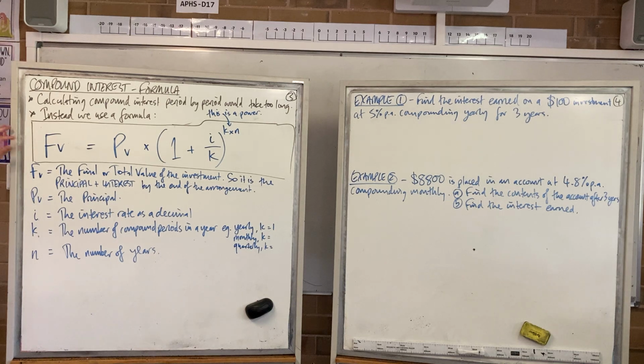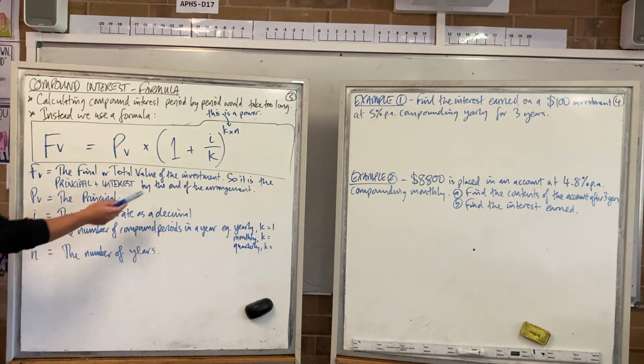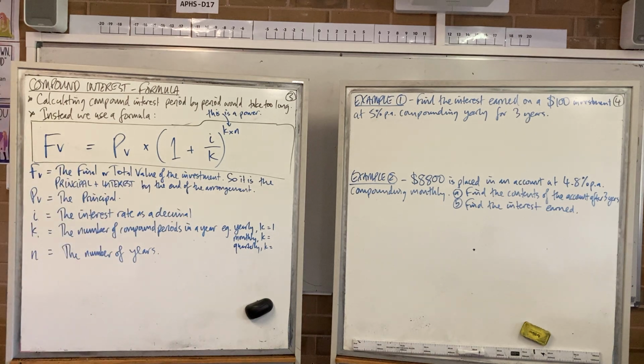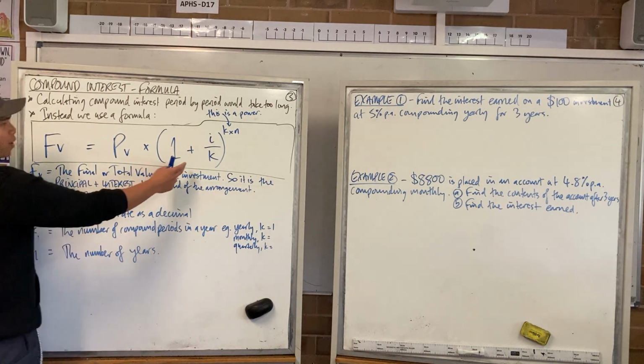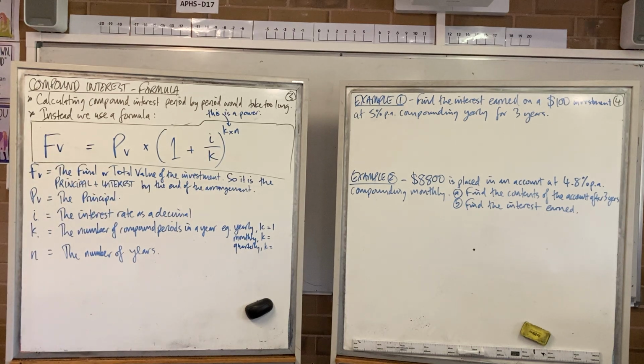This formula looks quite crazy right now. It's only crazy until you start practicing how to use it. So what is the formula? FV equals PV, and then you times all in the brackets 1. It's always 1. 1 plus I divided by K, and then whatever's in the brackets is raised to this power, which is K times by N.